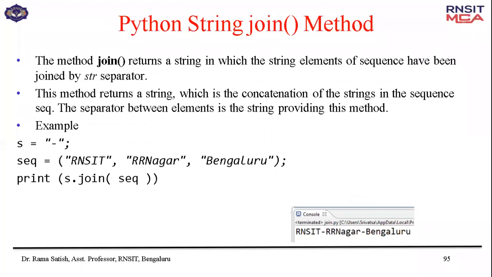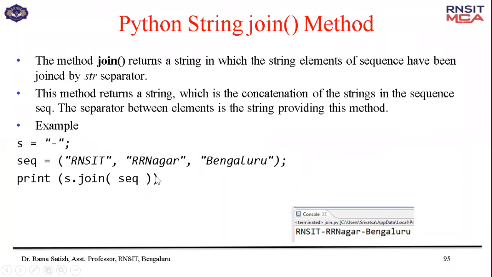Okay, join. Join is a function which joins all the strings with a sequence character. Here RNSIT is one string, RR Nagar is another string, Bengaluru is another string. So I want to join these with a sequence. S is hyphen, s dot join seq. So when I do it, what I'll get is RNSIT hyphen RR Nagar hyphen Bengaluru. So all these strings are joined with a sequence character.